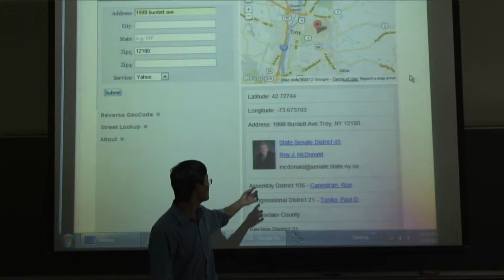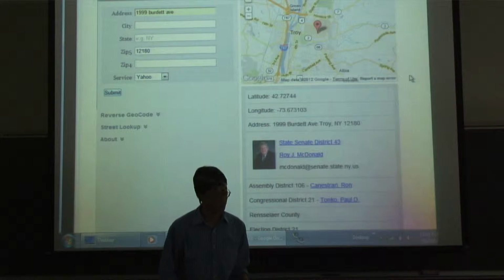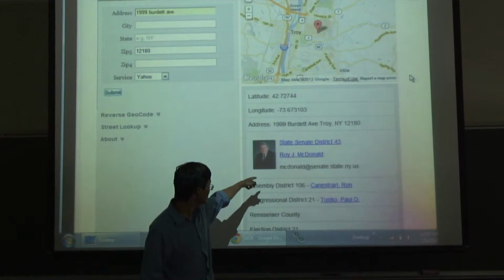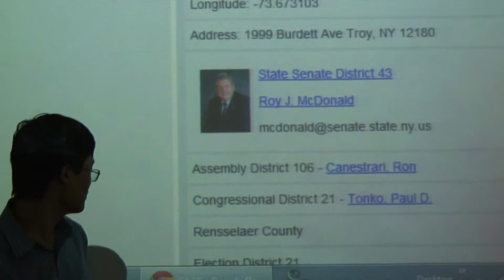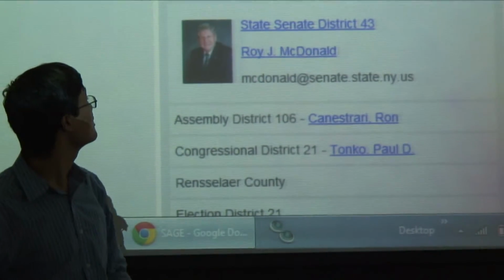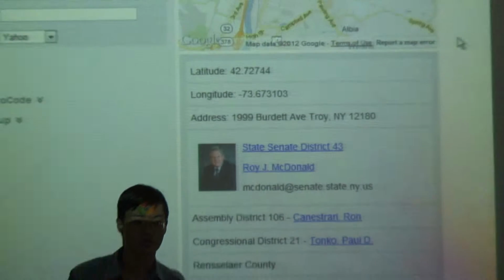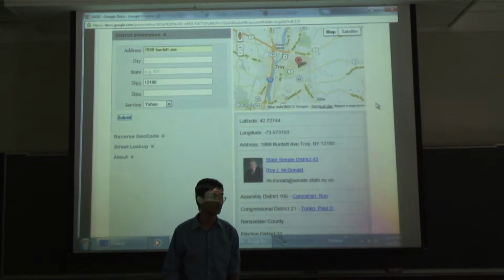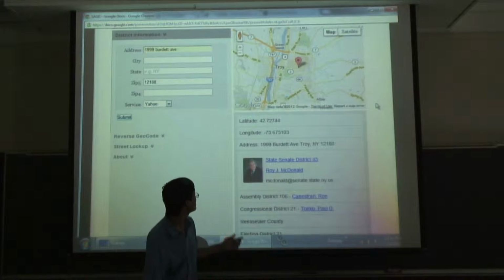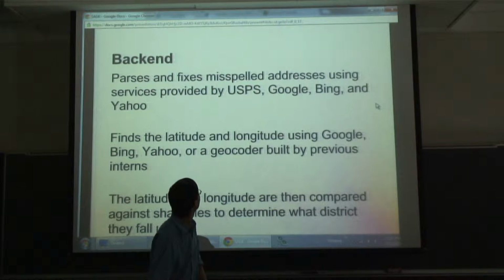So in our situation, we've got Roy J. McDonald representing the RPI area, and it gives his email, the congressional district you're in, the electoral district you're in, as well as the latitude and longitude. The geocoding part of this project is to figure out the latitude and longitude of the addresses that you put into the engine. This already exists, by the way. This was written by an intern in 2010, I think.